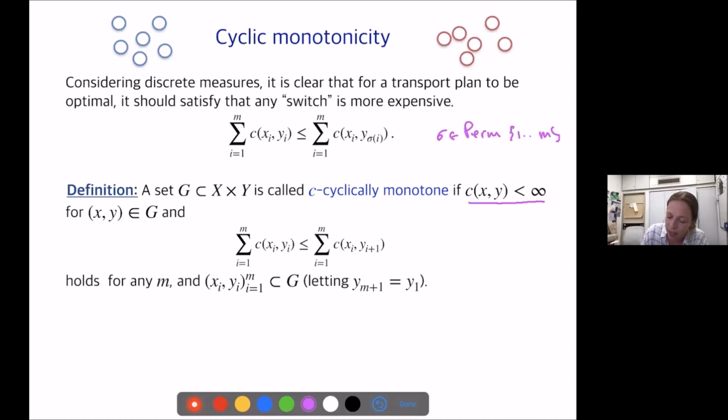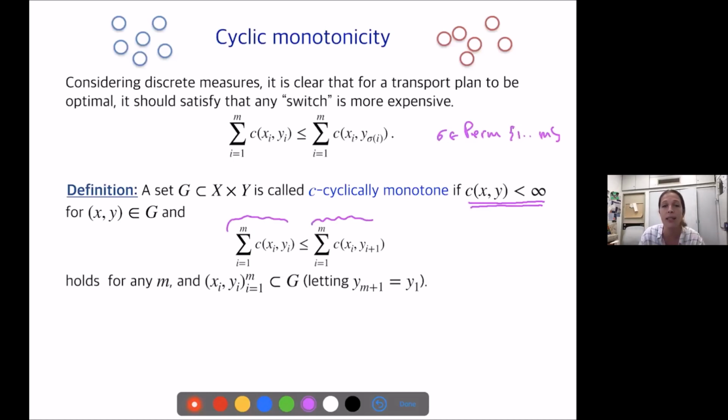So if all the costs are finite, and also whenever I make a permutation, and here I just did a cyclical permutation because it doesn't matter, I can rename the indices any way I want, so this is completely general. So for a cyclic permutation, the cost of the original matching, which is induced by G, is just smaller than the cost of the new mapping or matching. And I wrote this cyclically, so y_{m+1} is just y_1. So this is called a C-cyclically monotone set.